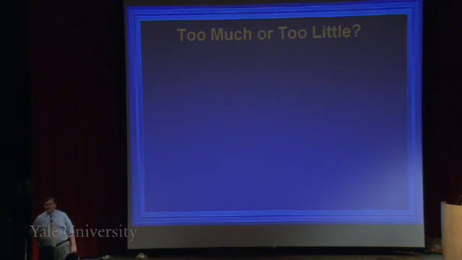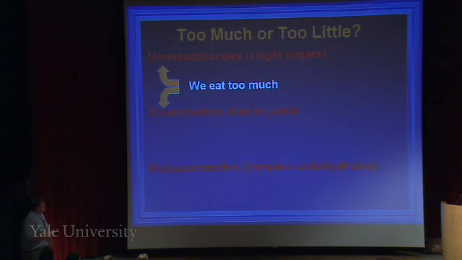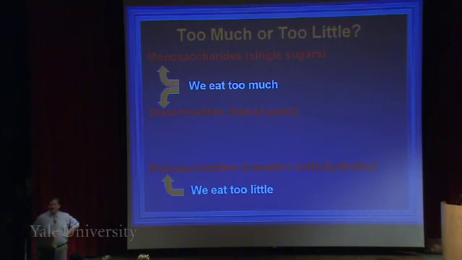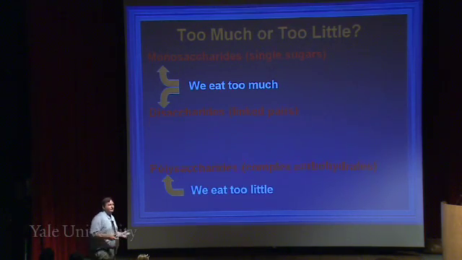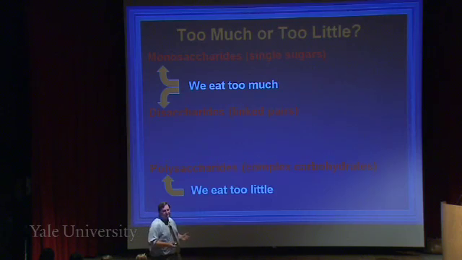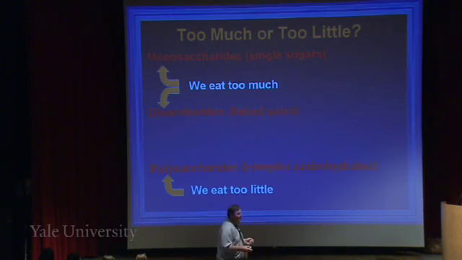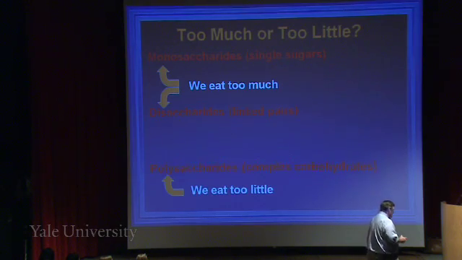Are we eating too much or too little of these different classes of sugars? Well, as you might guess, we eat too much of the simple sugars and the disaccharide sugars, and we eat too little of the complex carbohydrates. So if you followed a diet where you ate less junk food and ate more fruits and vegetables, for example, just those two little rules, you would help shift around this balance of sugars in a way that would benefit health.